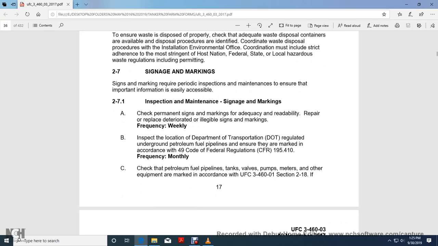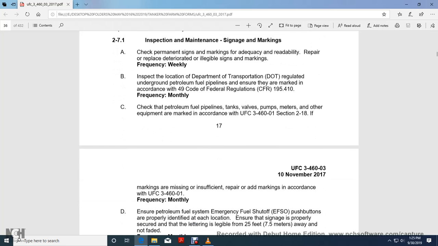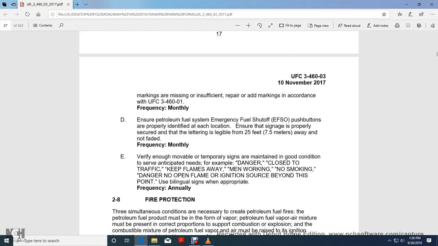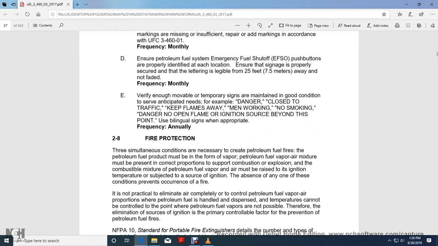Inspect the location of Department of Transportation regulated underground petroleum fuel pipeline markers. Ensure the markers are in accordance with 49 Code of Federal Regulations 195.410. Frequency: monthly. Check that petroleum fuel pipelines, tanks, valves, pumps, meters, and other equipment are marked in accordance with UFC 3-460-01, Section 2.18, and repair missing or insufficient markings in accordance with UFC 3-460-01. Frequency: monthly. Ensure petroleum fuel storage and emergency fuel shutoff push buttons are properly identified at each of the locations. Ensure the signage is properly secured with lettering legible at 25 feet away and not faded. Frequency: monthly.